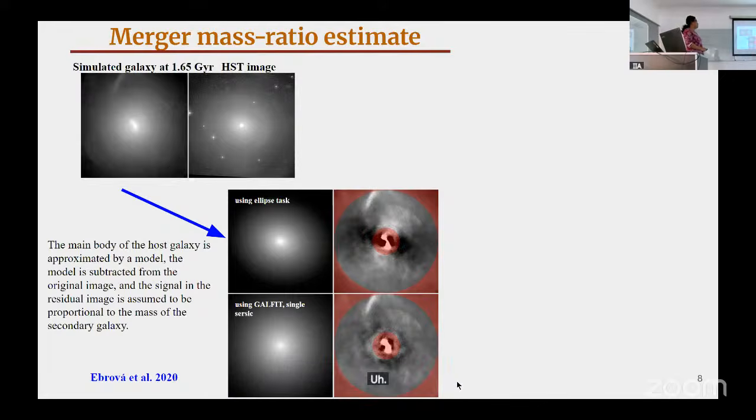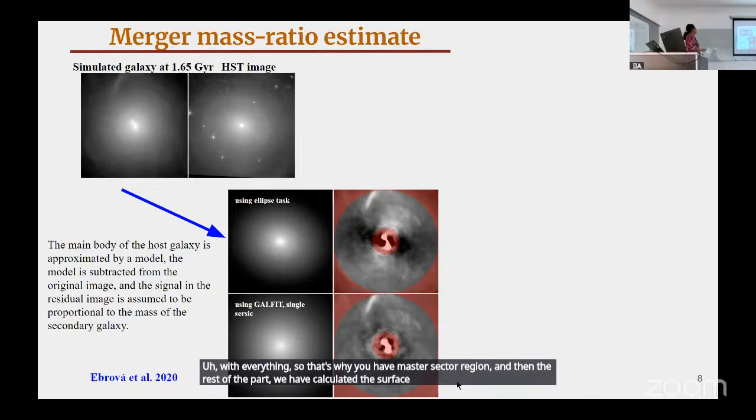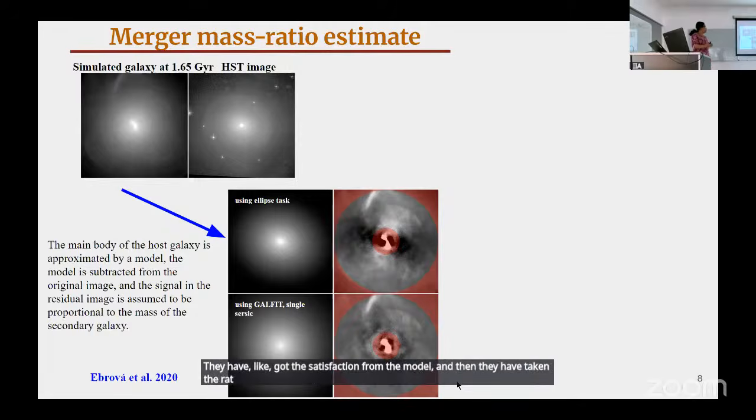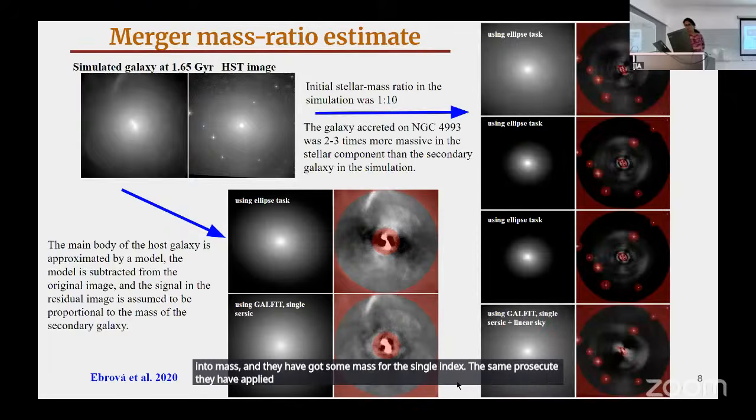That is why they masked the central region, and for the rest of the galaxy they calculated the surface brightness. They got the surface brightness from the model and then took the ratio. From the surface brightness ratio they converted to mass, and got a mass for the simulated galaxy. The same procedure was applied to the observed galaxy, the HST image.